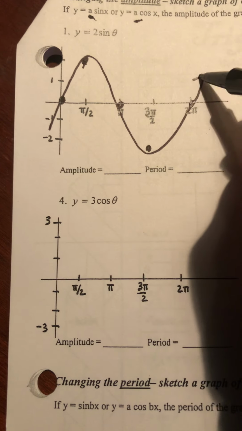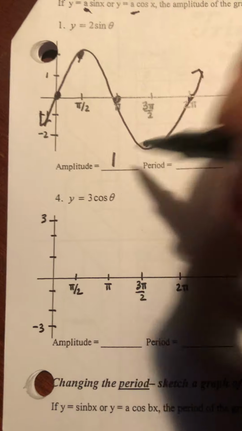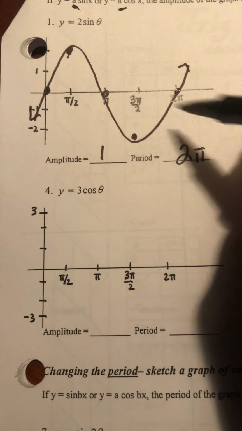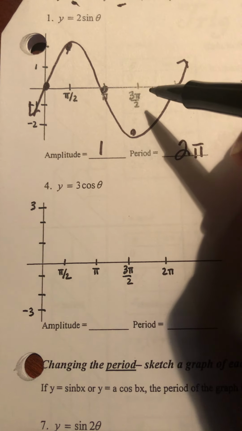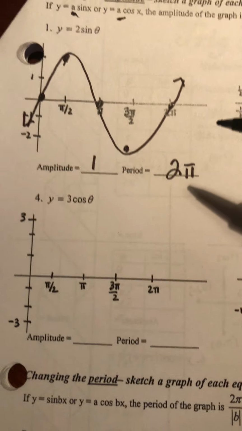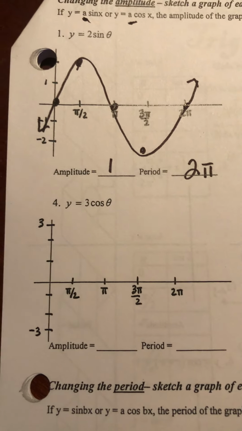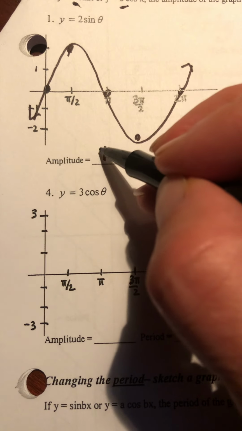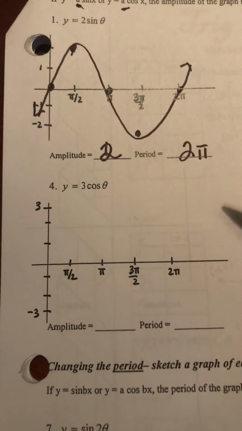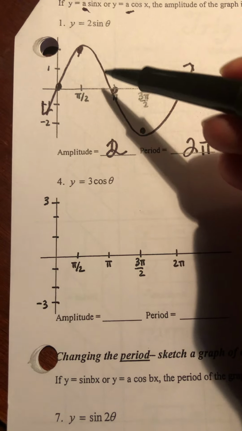Now in the beginning here, I'm doing what I call the tick marks for you. I'm writing in on the x-axis the pi over 2, pi, 3 pi over 2, and 2 pi. Eventually we'll do those for ourselves, but starting off, we're doing it for you. What did I write? Amplitude of 1. Amplitude is 2. It's twice as tall.